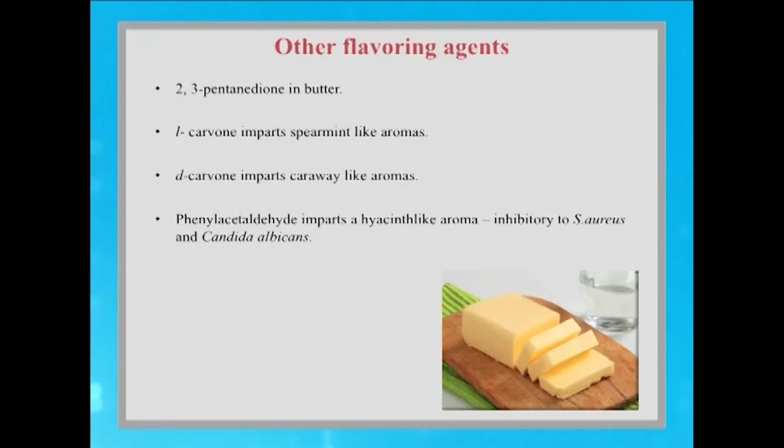The other flavoring agents that are known to us in the food industry are 2,3-pentanedione or levocarbon, dextrocarbon, and phenyl acetaldehyde. All these are used as flavoring agents because they not only give a flavor to the food item, they help in the preservation too.